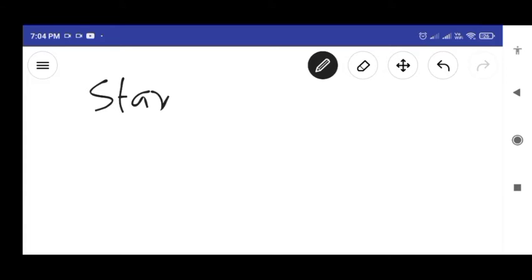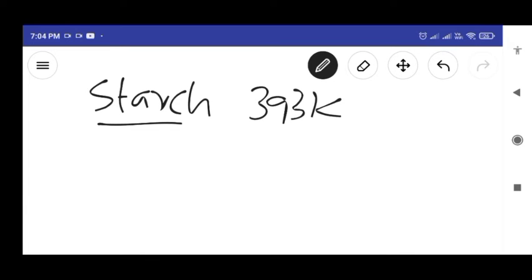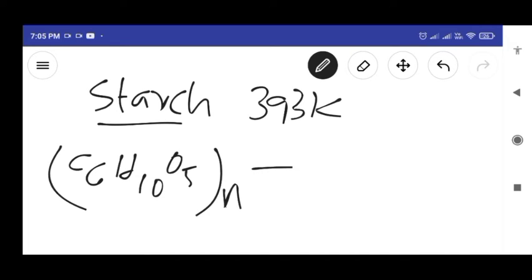We know starch is a polysaccharide. If we hydrolyze starch in the presence of dilute H2SO4 at 393 Kelvin and under pressure, we'll get n number of glucose molecules. For example, the starch formula is (C6H10O5)n, that is, n number of units are there in starch.